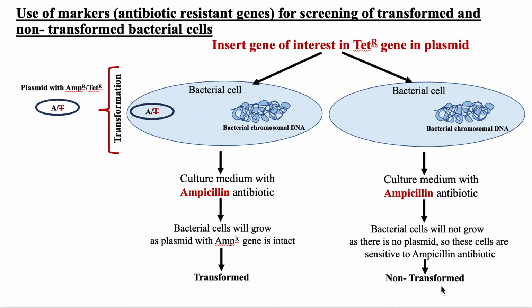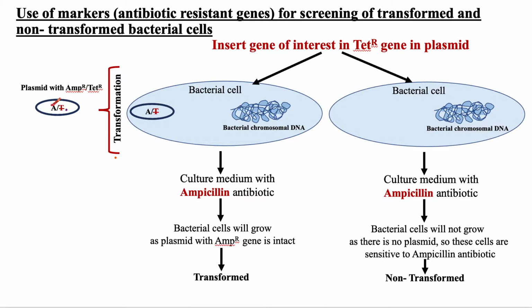Now, what will be the situation if we have a plasmid having two selectable markers, two antibiotic resistance genes? For instance, pBR322. The pBR322 plasmid has two antibiotic resistance genes: one is the ampicillin resistance gene and the other one is the tetracycline resistance gene. Now, what we are going to do is clone our gene of interest in the tetracycline resistance gene. So what does it mean? It means that we are going to inactivate the tetracycline resistance gene.